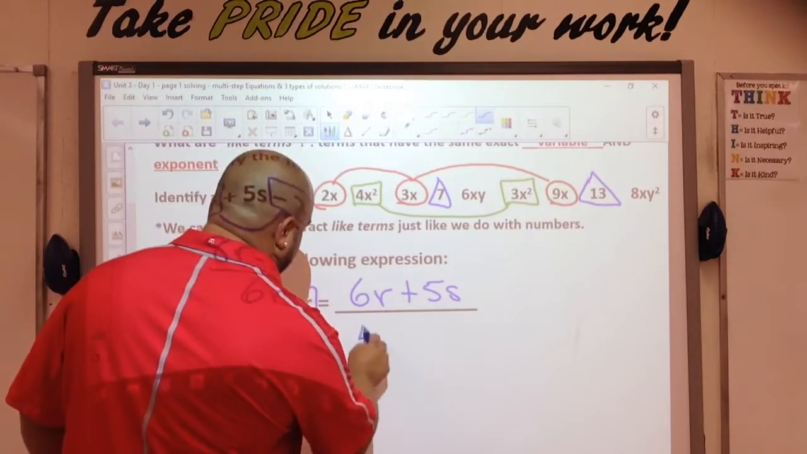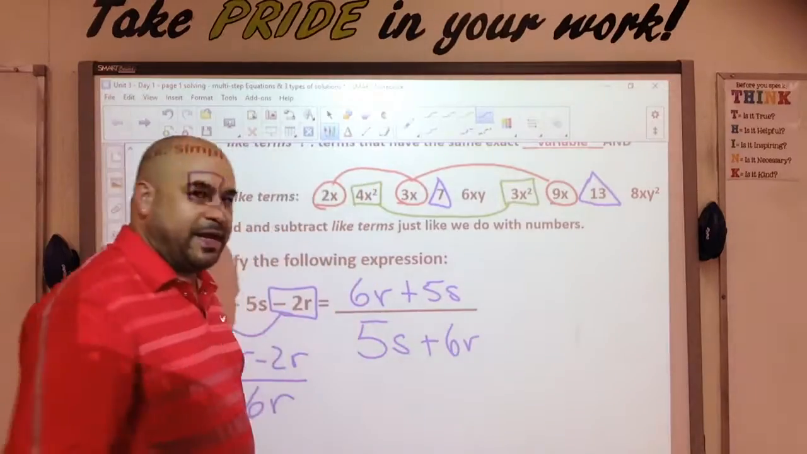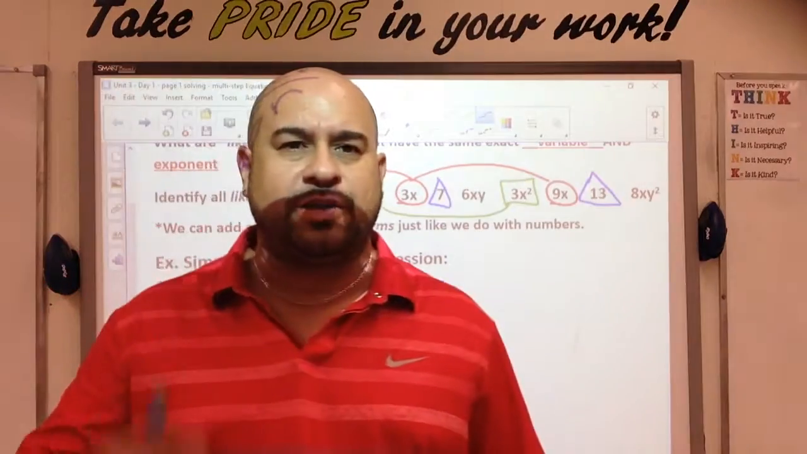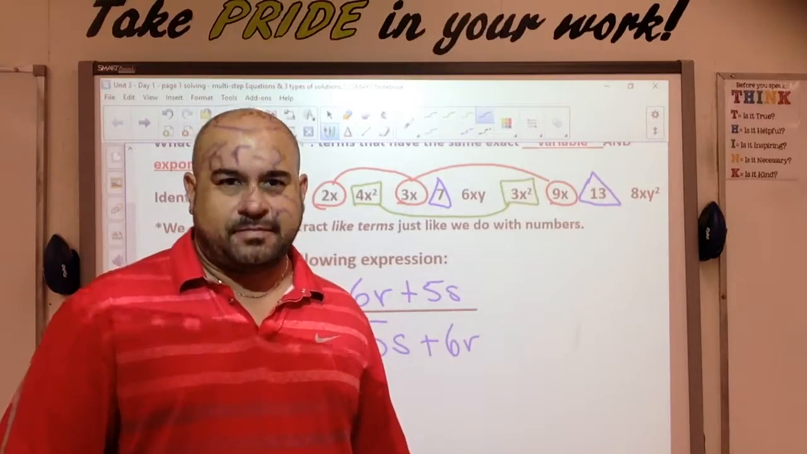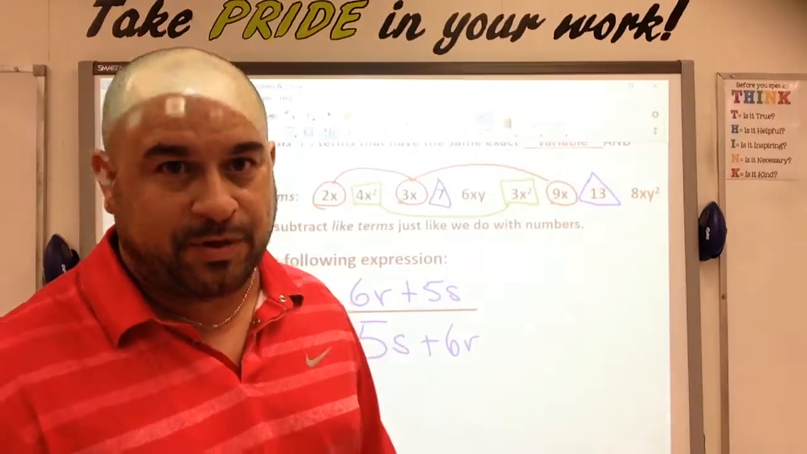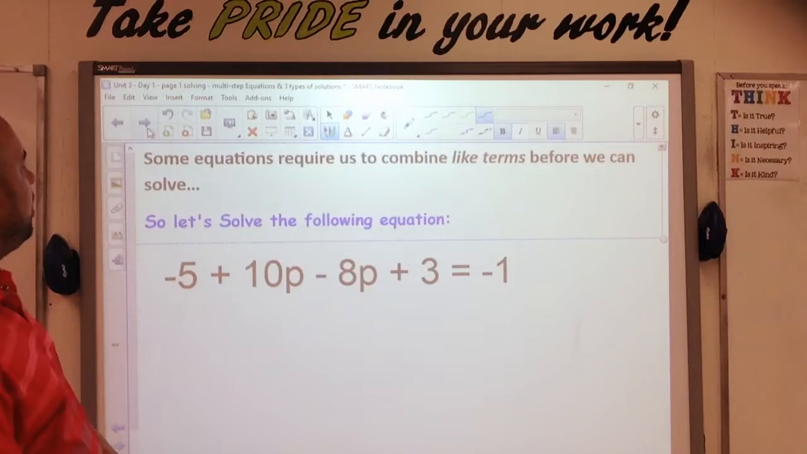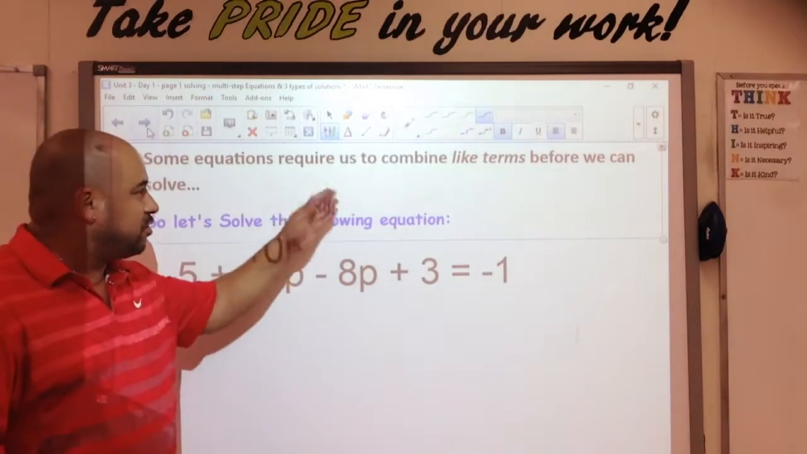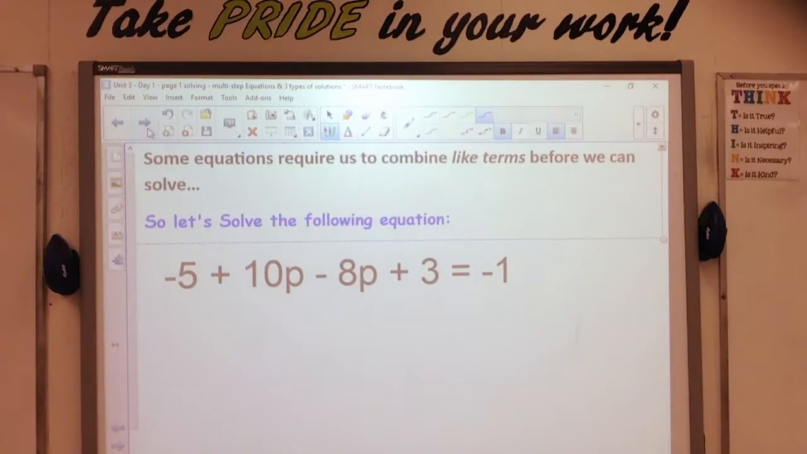Another thing you can do is write 5s plus 6r. And just out of curiosity, what property says that we can do that? Commutative property of addition. Alright? So let's solve some equations that require us to combine like terms before we can solve.